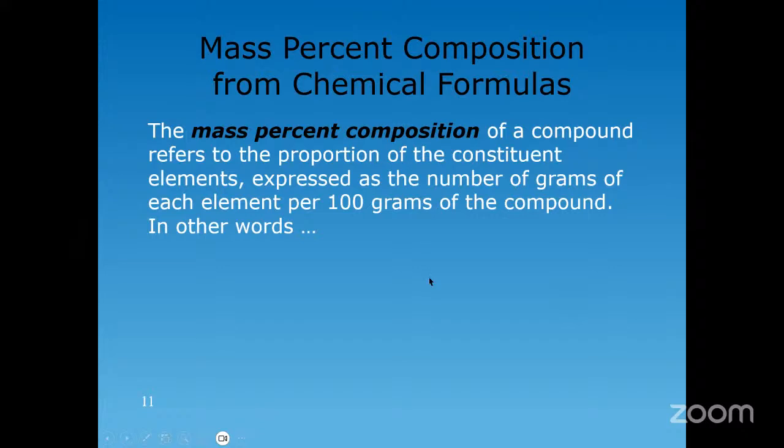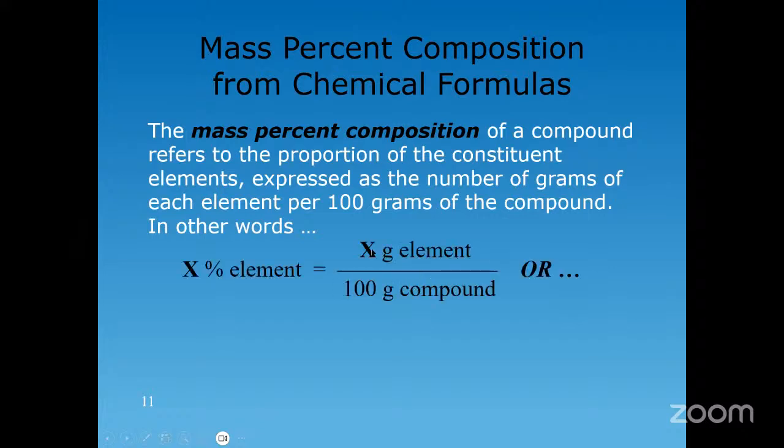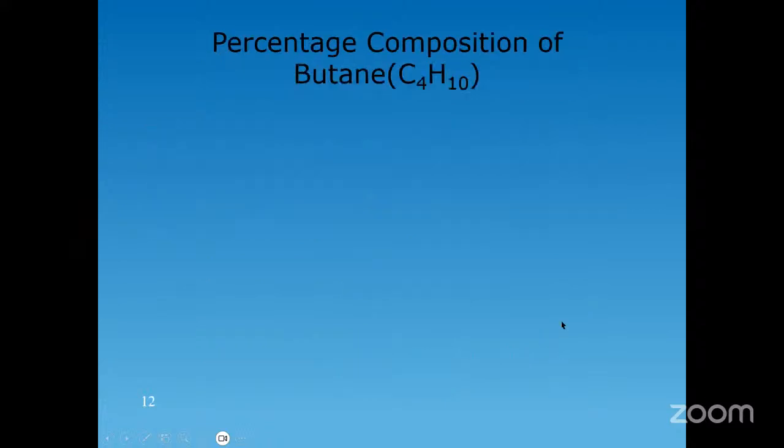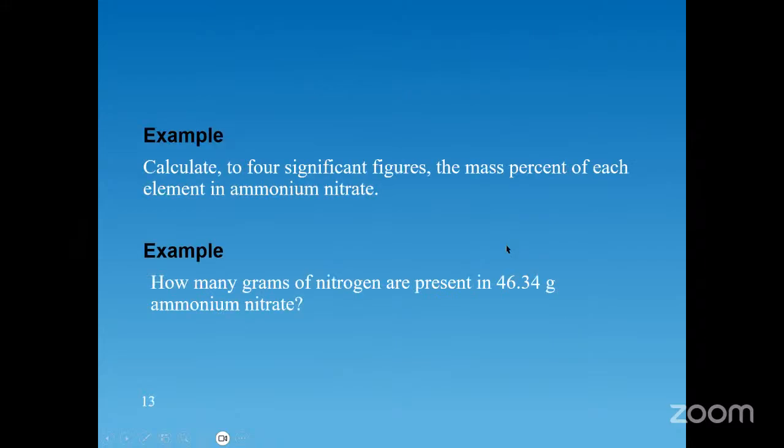Basically, it is expressed as the mass of that particular element over 100 grams of the compound, or another way of stating it is the mass of the element divided by the mass of the compound times 100%. Right, so you can use either one of these two. You're both just as correct depending on the information that you're given, right? And it's very easy, as you can see, to calculate the mass percent.